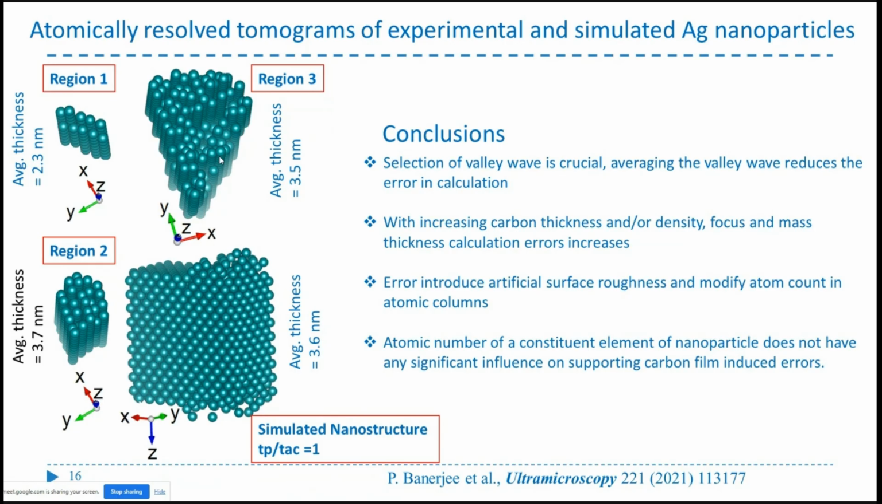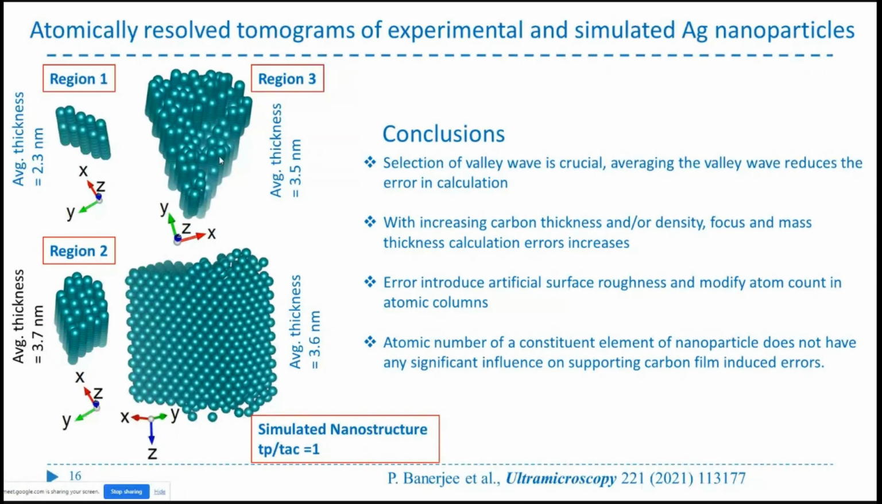So Valley wave selection is very crucial. Averaging the Valley wave reduces the error, and increasing carbon thickness or density imparts error in the focus calculation, the bottom surface geometry calculation, and the atom calculation. So your tomogram, and atomic number doesn't play an important role in all these things. Whatever atomic number your nanoparticle is, it works. But it depends on the carbon.